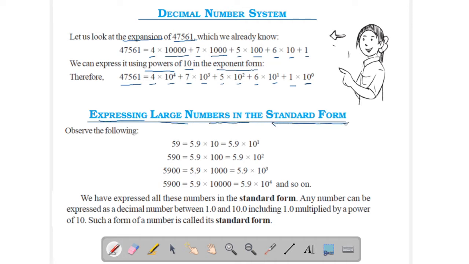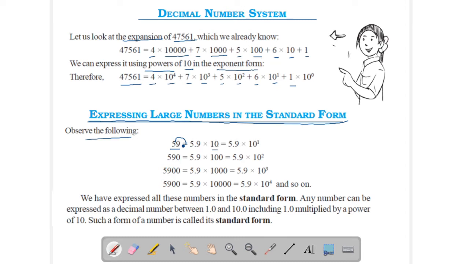Now come to next topic, that is expressing larger numbers in the standard form. How do we write larger numbers in standard form? See, observe these examples. 59. In 59 there is no decimal. Here we suppose that decimal lies on right hand side of the number, that is after 9. Your decimal will be here, and we have to bring this decimal after first digit. Here in between, how many digits are there? It is 1.